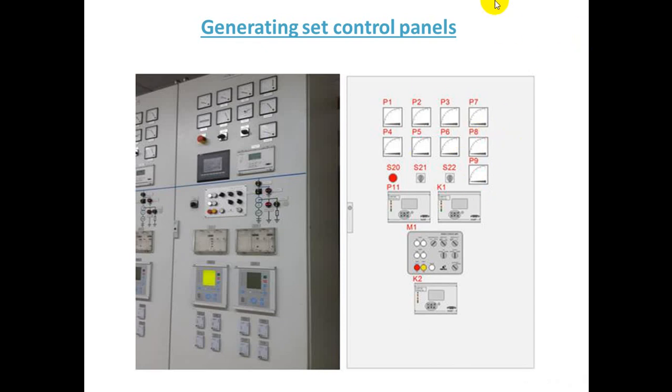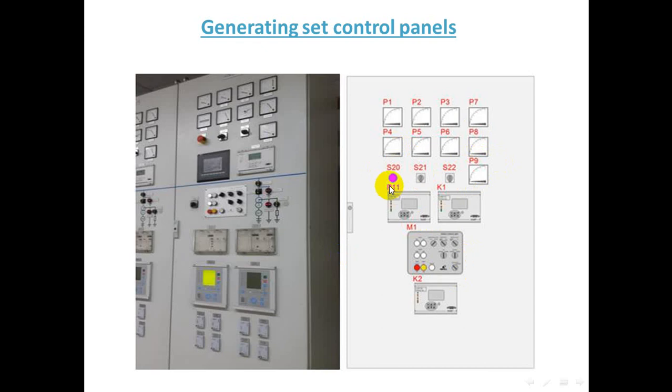P9 is the most important element. What is its function? P9 is the generator active power meter. Its function is to measure the active power, which is what we benefit from. It is called the active power measuring element, abbreviated P9.